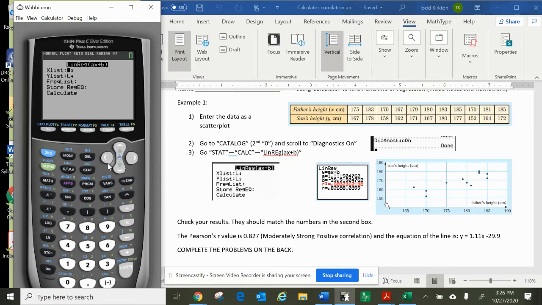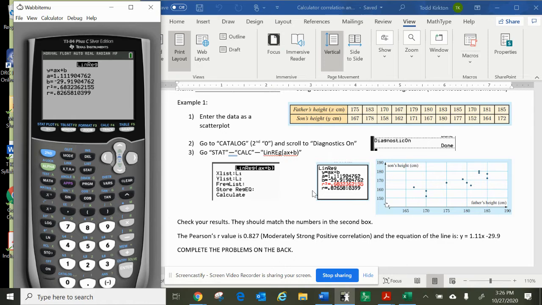Okay, and notice I have list 3 and list 4 there, but I put my data in list 1 and list 2. So I'm going to change those to list 1 and list 2. So that's your x and your y, just like a scatter plot. And hit calculate. Okay, and what pops up should be the same result as what is here on the paper. And so this is a linear equation and also the R value.